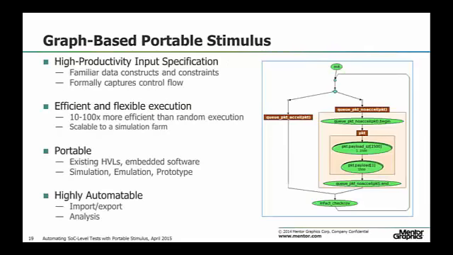So, to summarize, the graph-based portable stimulus is a very productive way of specifying your input stimulus. It's based on familiar data constructs. We're not inventing an entirely new language. It formally captures both data and control flow. It enables very efficient execution of the model, typically 10 to 100 times more effective than random generation, and it's highly scalable, running in parallel on a simulation farm.